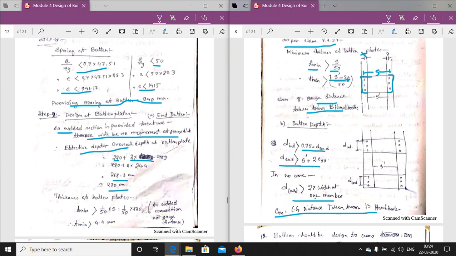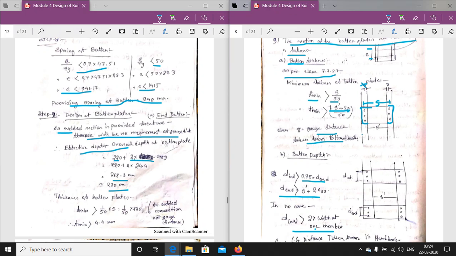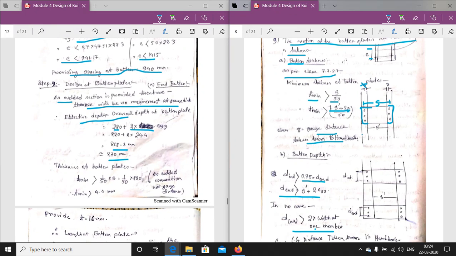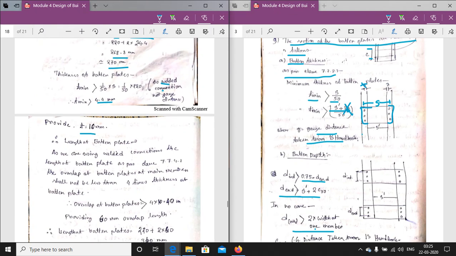Now the thickness of the batten plate, what is the formula for the thickness? It should be greater than S by 50, where S is S dash plus 2G, but we do not need the 2G, as it is a welded connection with no gauge distance. So S divided by 50 should be greater than 4.4. Providing T equal to 10 mm, somewhat higher than that, because when I practiced the math before this presentation, I had taken T minimum equal to 6 mm, but the design failed, so we are providing T equal to 10 mm.